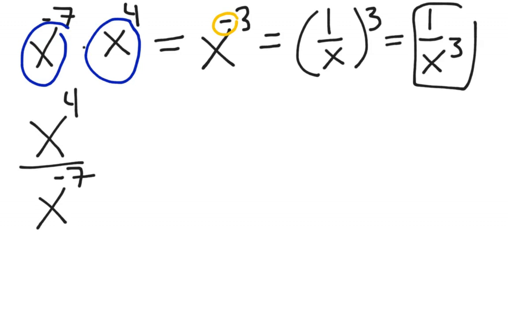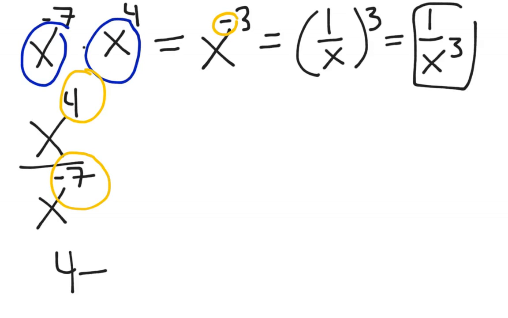Here I have another expression involving negative exponents. I have x raised to the 4th power over x raised to the negative 7th power. Since I have a fraction, which means division, I'm going to use the quotient property. The quotient property says that when I'm dividing two exponents with the same base, I'm going to subtract their powers. So I need to make sure that I identify their powers correctly. So I have 4 and negative 7.